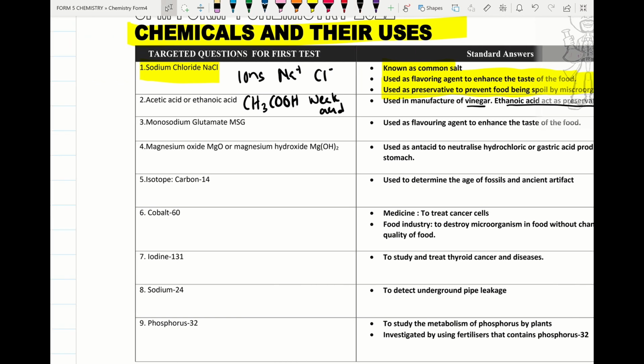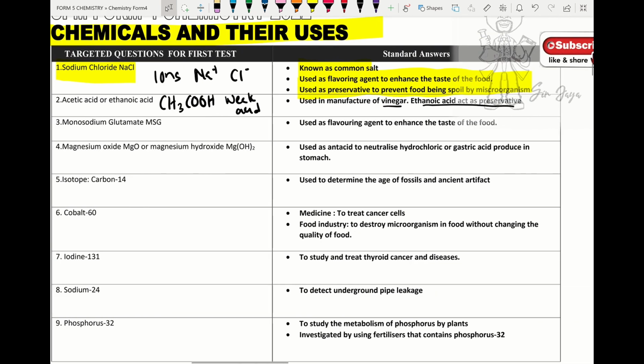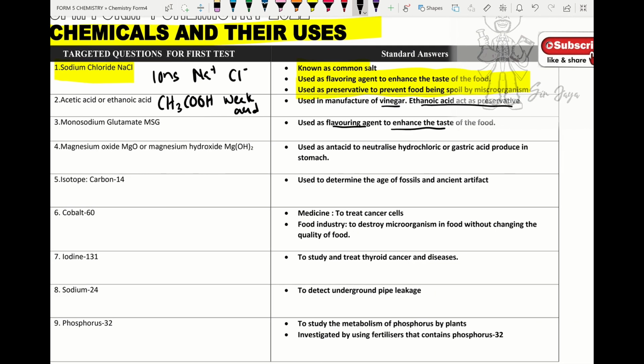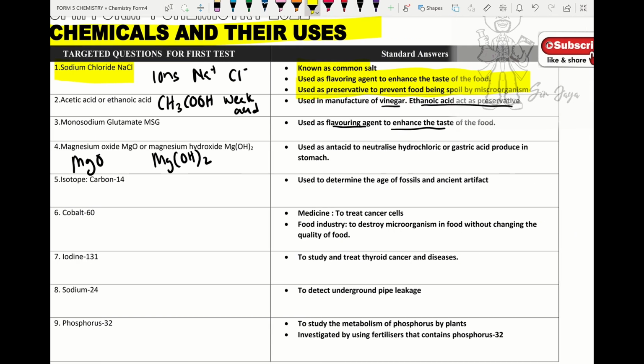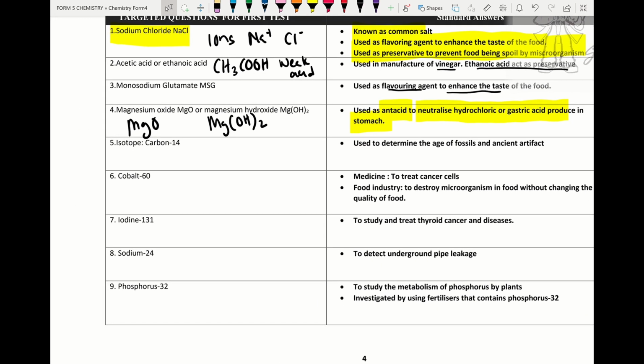Next one, MSG is known as monosodium glutamate, and is used as a flavoring agent to enhance the taste of food. The next one, magnesium oxide, formula MgO, and magnesium hydroxide, formula Mg(OH)2. Magnesium hydroxide or magnesium oxide is used as an antacid pill to neutralize the hydrochloric acid or gastric juice acid produced in the stomach, to treat stomach ulcer.